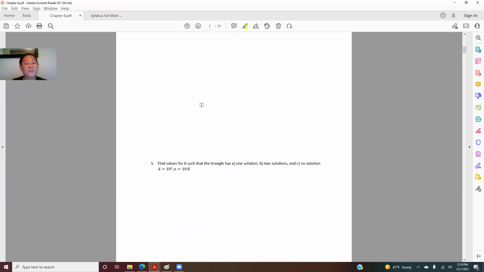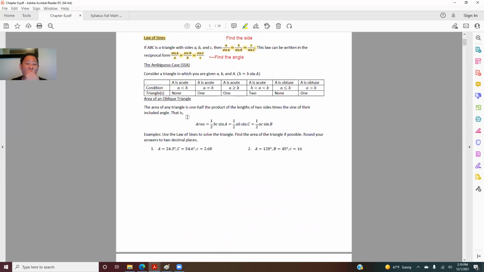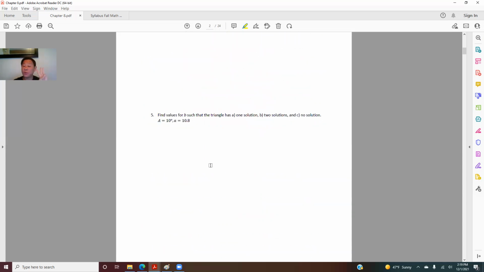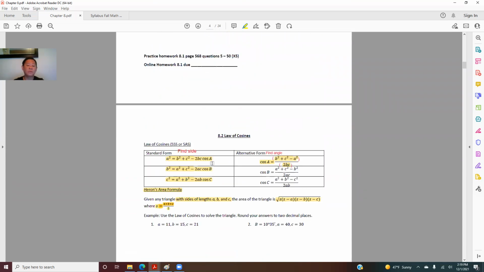Then the formula to find that, so if a question did not provide you all three sides, they only provide you two sides and an angle, then the formula to find the area is 1/2 BC sine A, or 1/2 AB sine C, or 1/2 AC sine B. So this only happens if a question only provides you two sides and an angle. Okay, but if a question provides you three sides, then you will use Heron's area formula to do it.